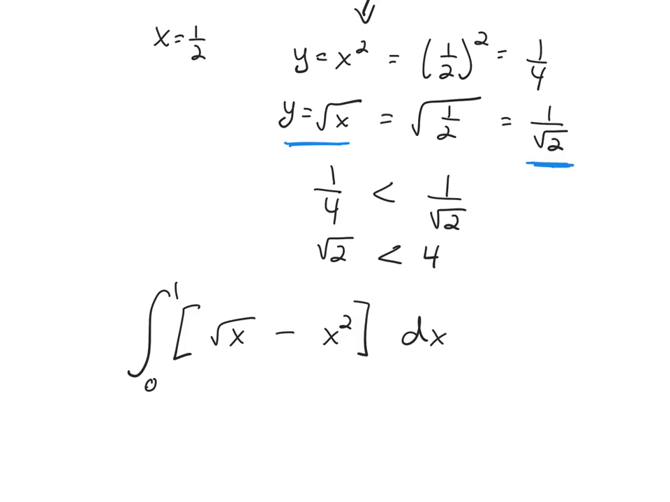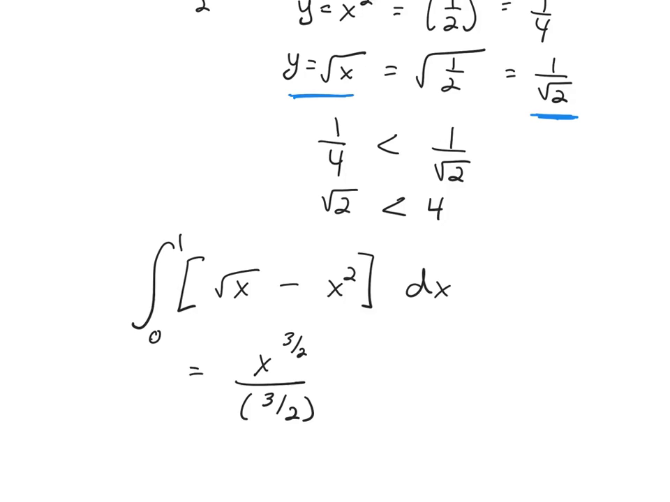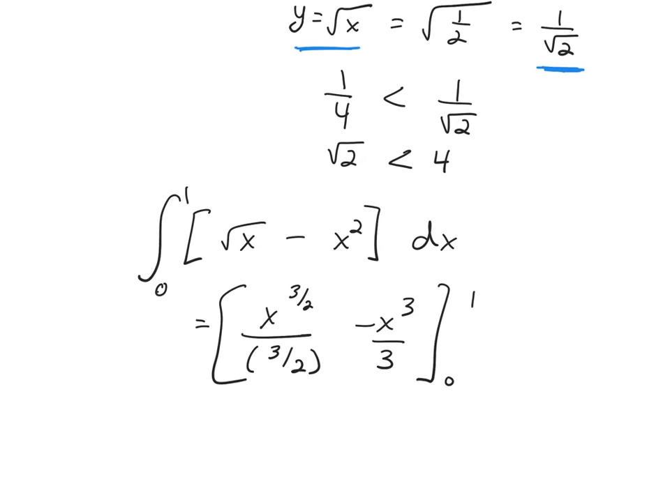Okay? So remember that square root of x is x to the 1/2. And do the reverse power rule. So you'll get x to the 3/2 over 3/2 minus x cubed over 3. So if I plug in 1, I'll go ahead and flip my fraction up. 2/3 minus 1/3, or 1/3.